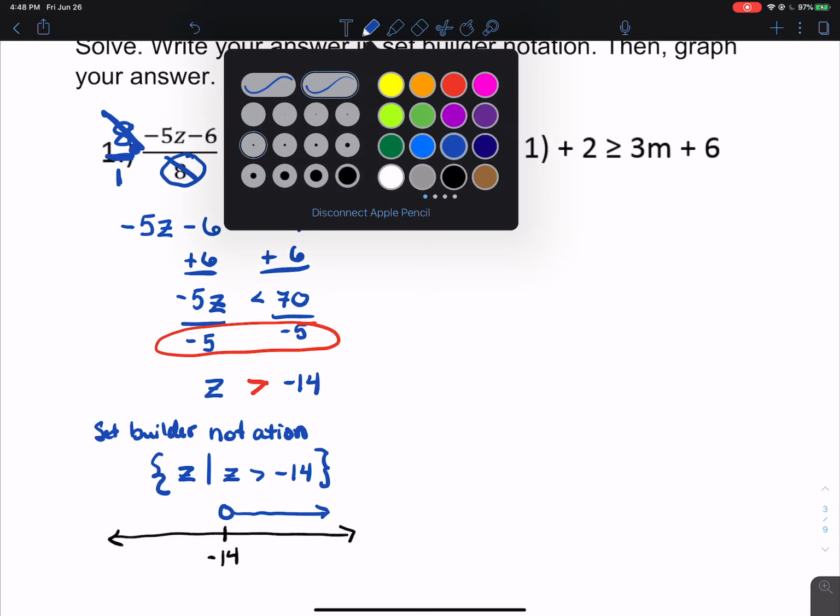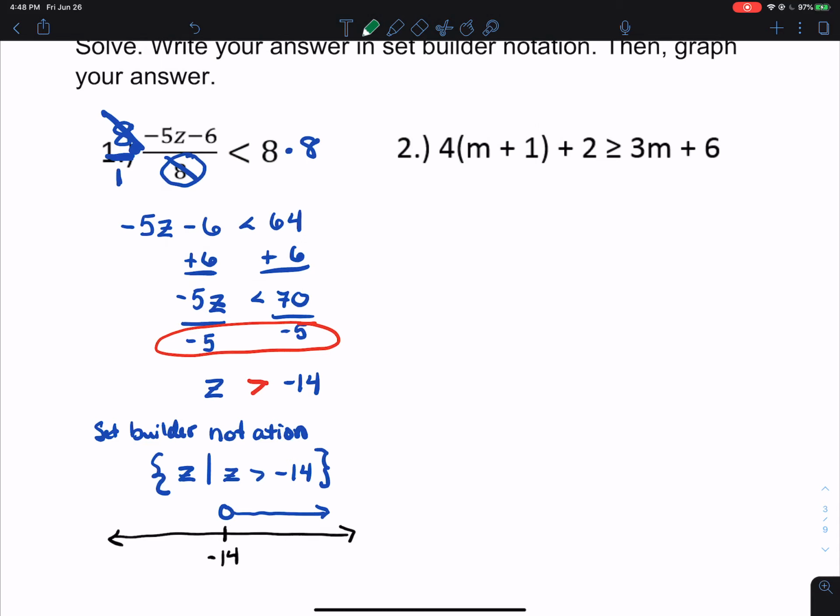If I look at number 2, I have 4 times the quantity m plus 1, plus 2, is greater than or equal to 3m plus 6. So I'm going to solve this just like I would an equation. I'm going to get rid of those parentheses first by distributing. So 4 times m gives me 4m. 4 times 1 gives me 4. And then I'm going to bring down everything else.